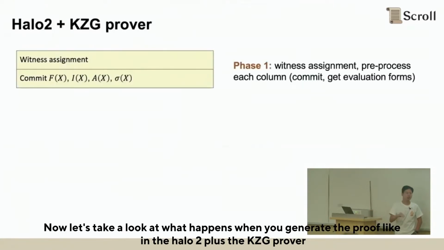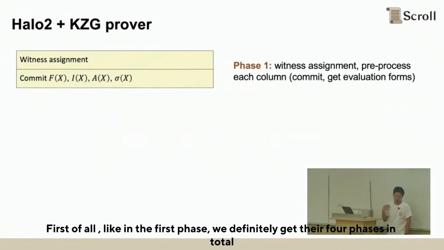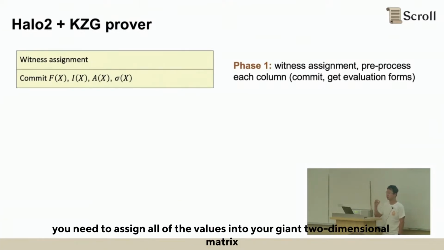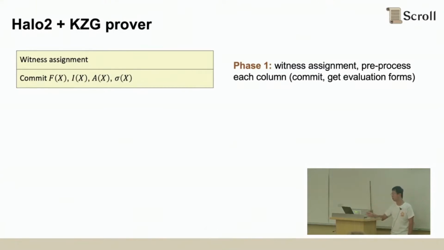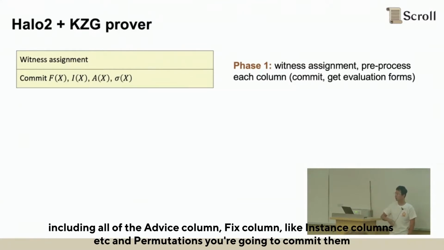Okay, now let's take a look at what happens when you generate the proof in Halo2 plus the KZG prover. First of all, we define that there are 4 phases in total. The first phase is that, given the input data you have, you need to assign all of the values into your giant 2-dimensional matrix, which I call the witness assignment. Next, for every column inside your circuit, including all of the advice columns, fixed columns, instance columns, etc., and permutations, you are going to commit them.